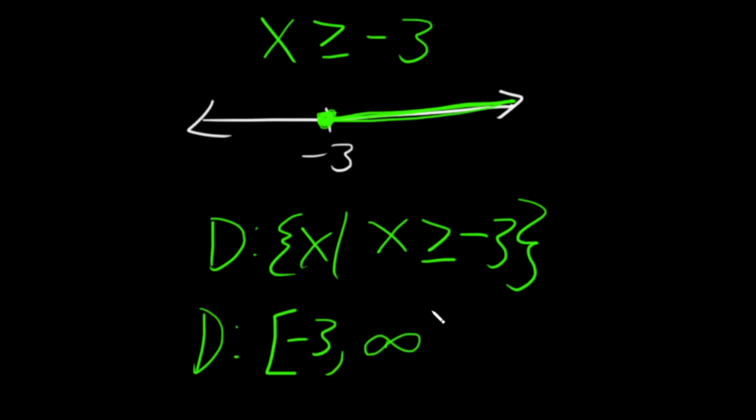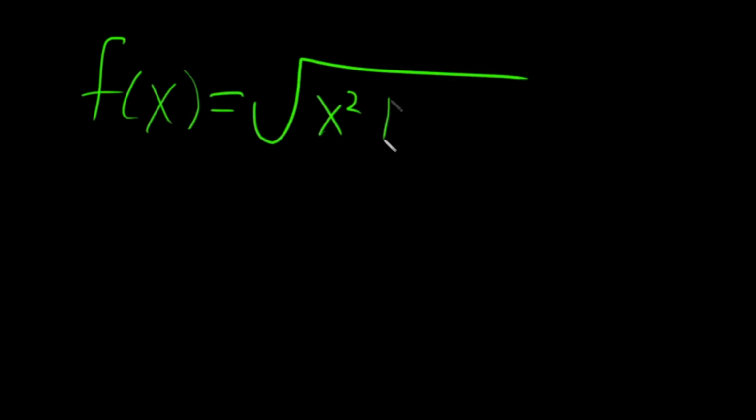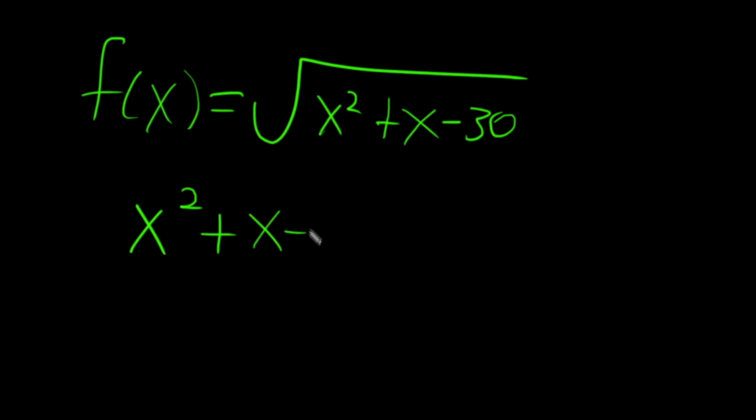And we always use parentheses around infinity, whether it's positive or negative. How about this one? We have f of x is equal to the square root of x squared plus x minus 30. We know we cannot square root a negative number, so right away, we're just going to set the radicand, everything inside, to greater than or equal to 0. X squared plus x minus 30 is greater than or equal to 0.